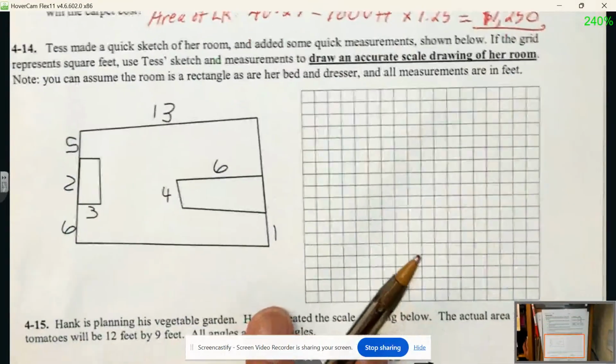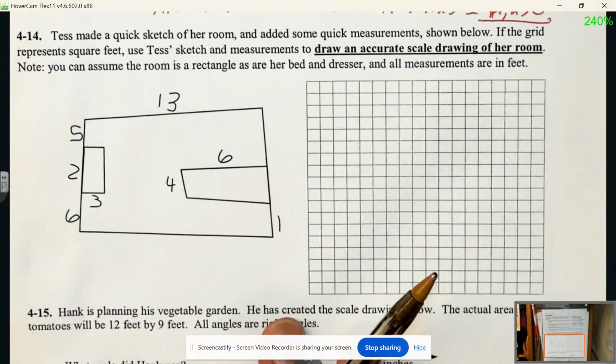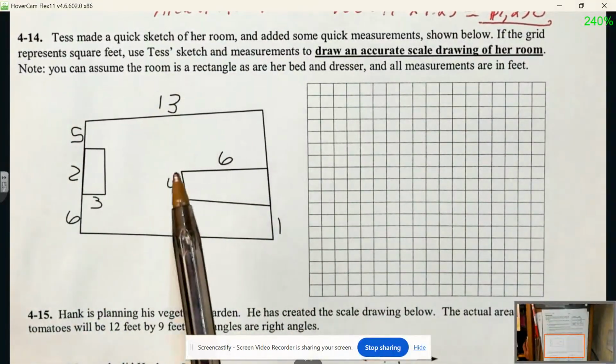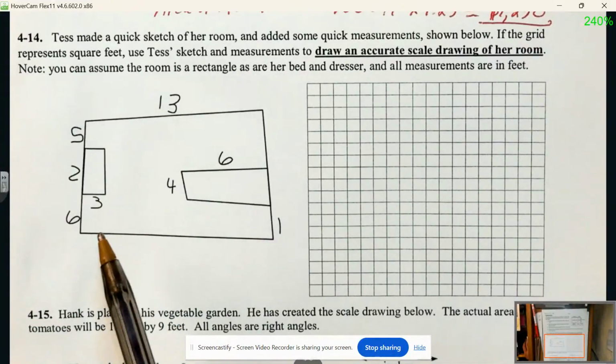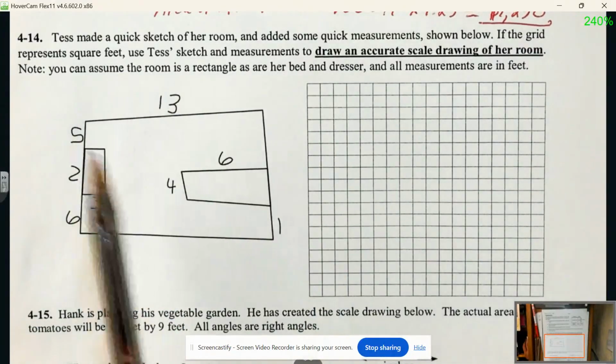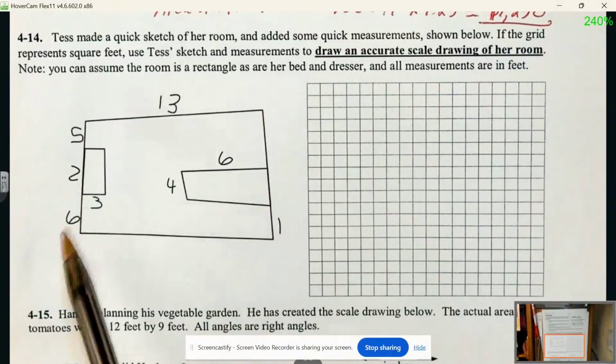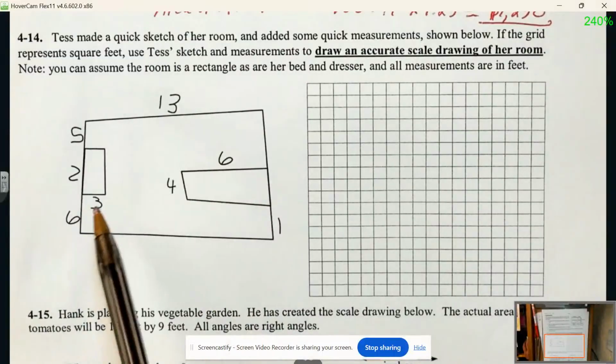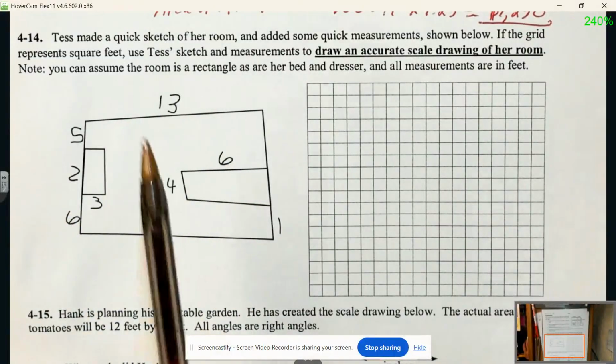Now, for the next one, we're going to practice a little bit of drawing something to scale. So Tess made a sketch of her room and added some quick measurements. So this is her quick sketch, and she added those measurements. This is what the measurements of her room are. That's 6 feet, 3 feet, 2 feet, 5 feet, and so on.